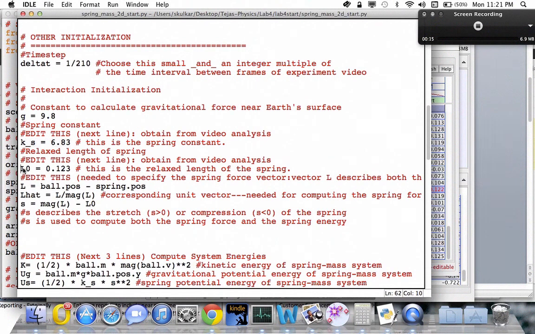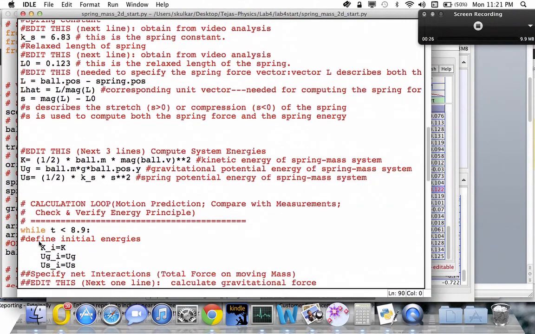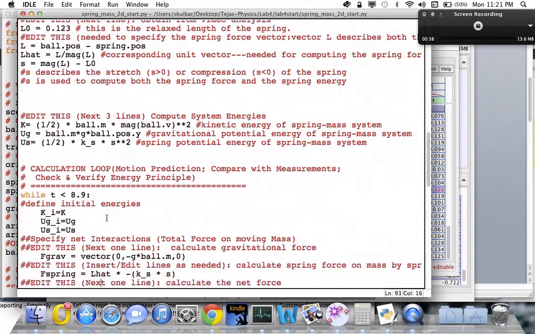So this is Ks is equal to 6.83, and L0 is equal to 0.123. S is equal to the magnitude of L minus L0. And k is calculated by this formula. Ug is calculated by this formula, and Us is calculated by this formula.